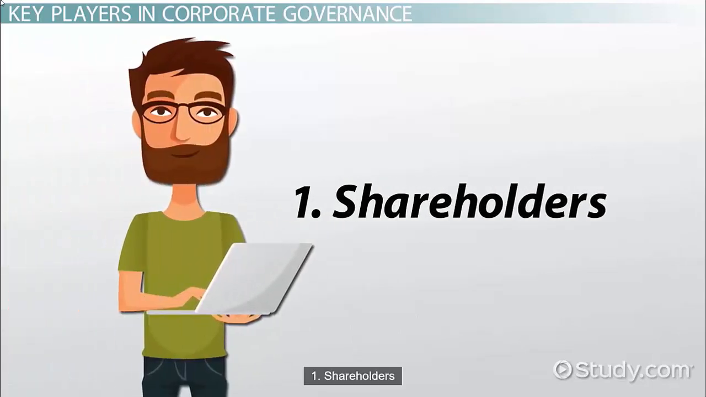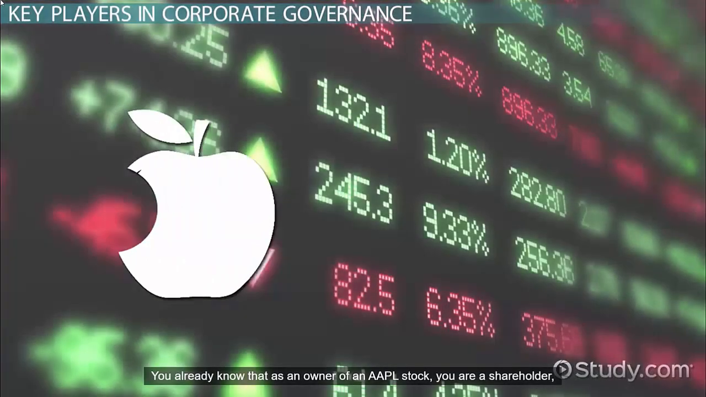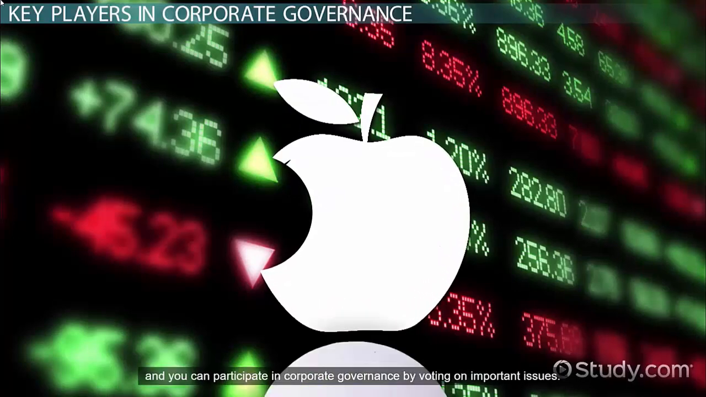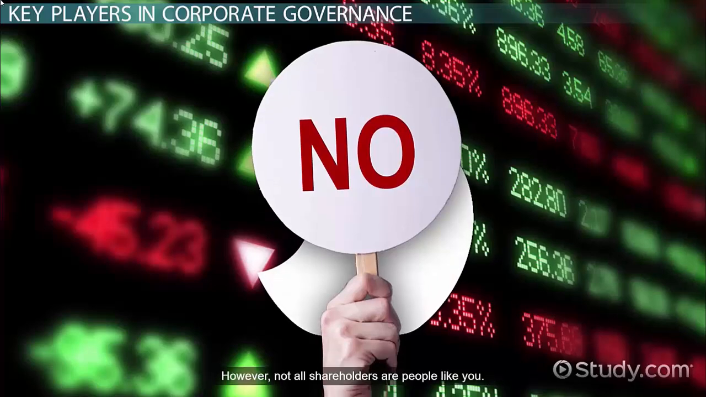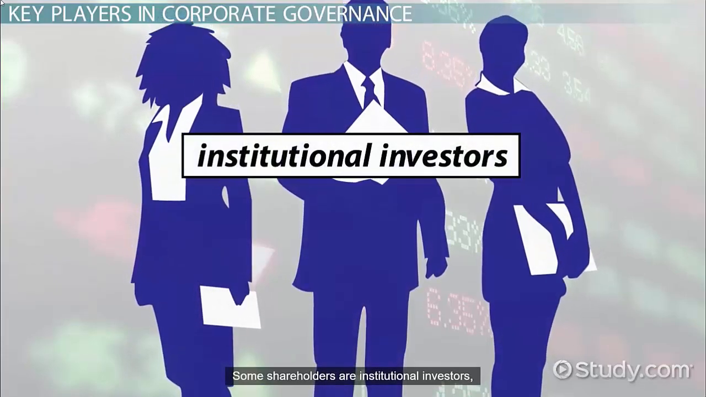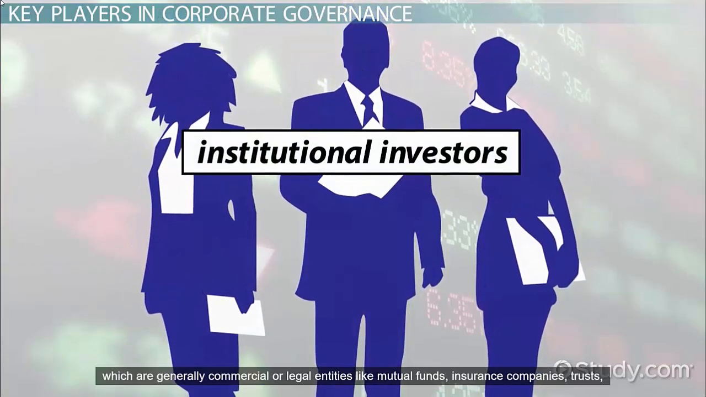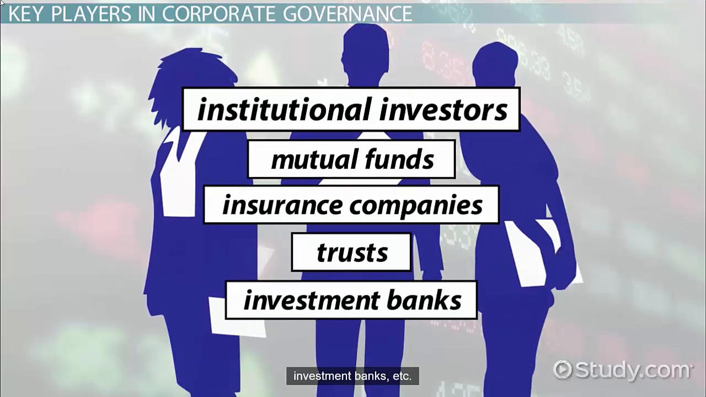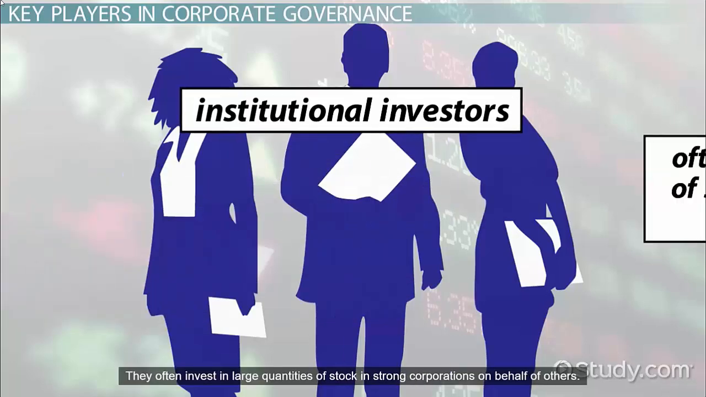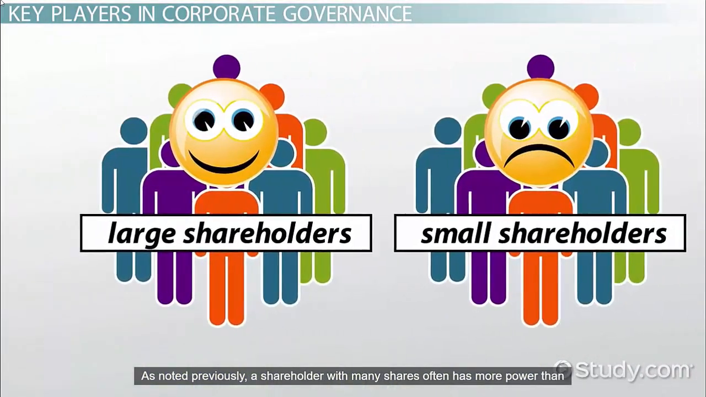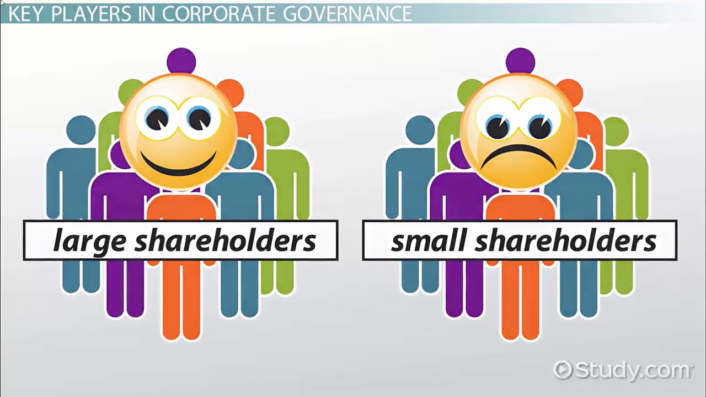1. Shareholders. You already know that as an owner of an AAPL stock, you are a shareholder, and you can participate in corporate governance by voting on important issues. However, not all shareholders are people like you. Some shareholders are institutional investors, which are generally commercial or legal entities like mutual funds, insurance companies, trusts, investment banks, etc. They often invest in large quantities of stock in strong corporations on behalf of others. As noted previously, a shareholder with many shares often has more power than a shareholder with few shares.